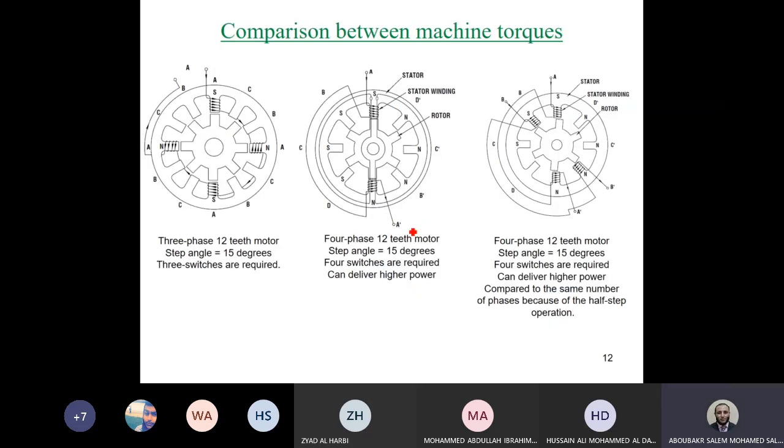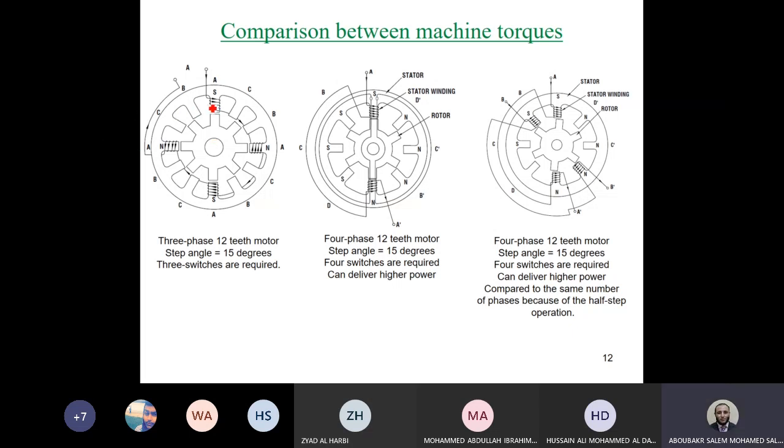If we now compare the torques of different machine operations, assume we have a stator of 1, 2, 3, 4, 5, 6. So this is 12 stator teeth, and we have 1, 2, 3, 4, so 8 rotor teeth. If we apply full step operation for this kind of motor, we will find that the step angle is 15 degrees.